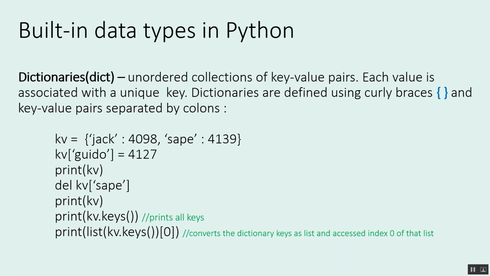dictionaries. Dictionaries are unordered collections of key value pairs. Each value is associated with a unique key. Dictionaries are defined using curly braces and key value pairs separated by colons. Okay, so class, in a dictionary, we don't use an index. We only use keys in order to get the value. So let's try.